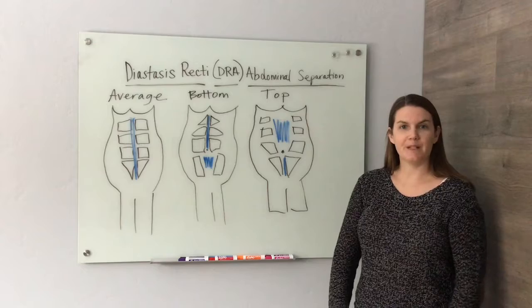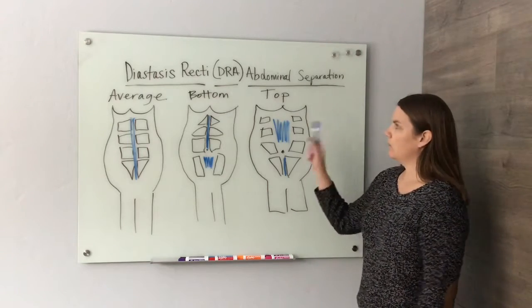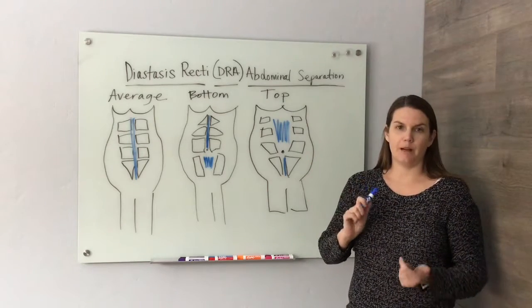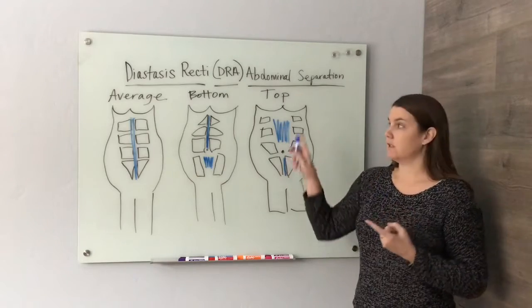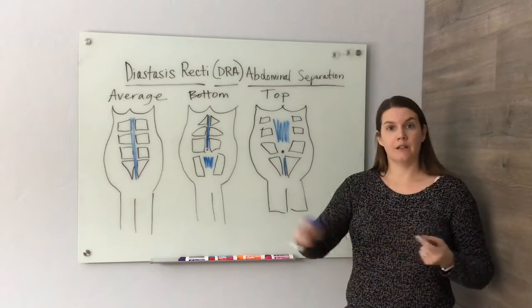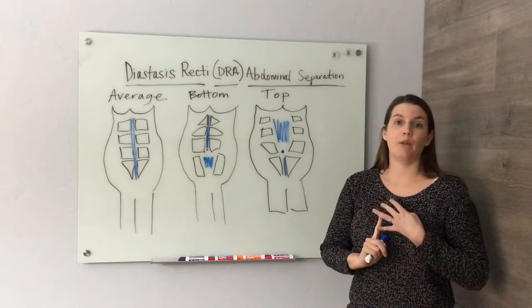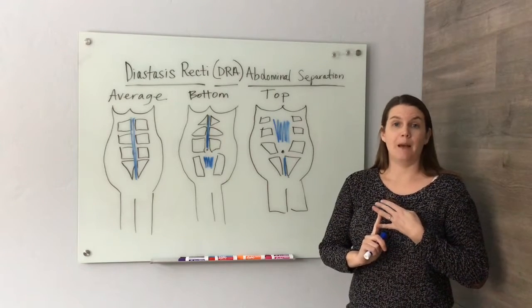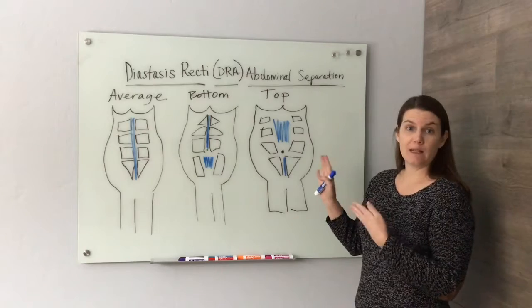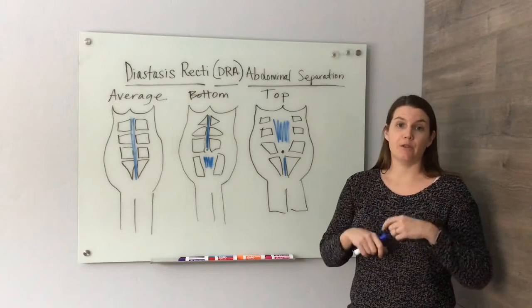I hope that was a good explanation. As our class continues, we're going to talk about what a diastasis is, how you get one, how you test for one, and what are a couple things that you can do about your diastasis quickly to help you on the road to recovery.